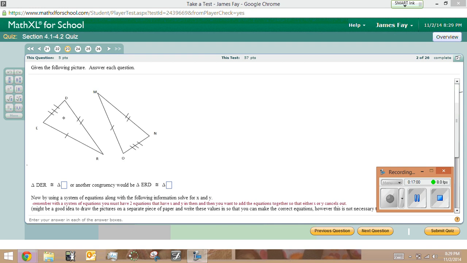Here it says triangle DER is congruent to, okay, we went naming DER, we went down 3 sides with 3 hash marks and then 1 hash mark. So here I need to go down 3 and then 1. So go to N to O to M.